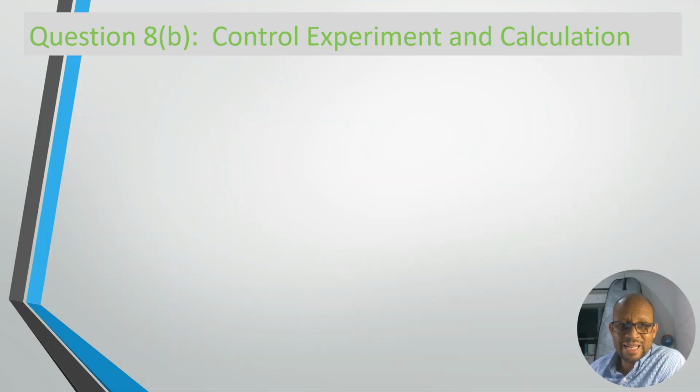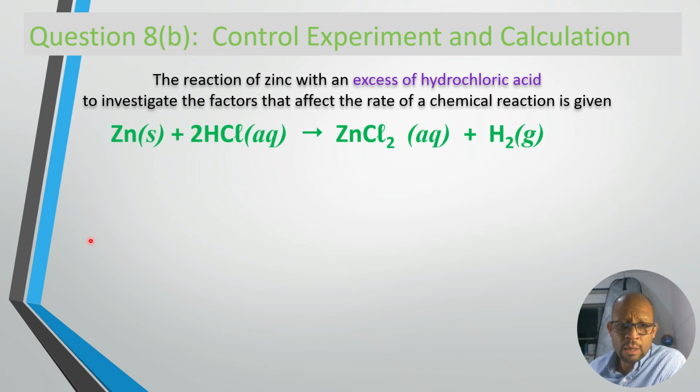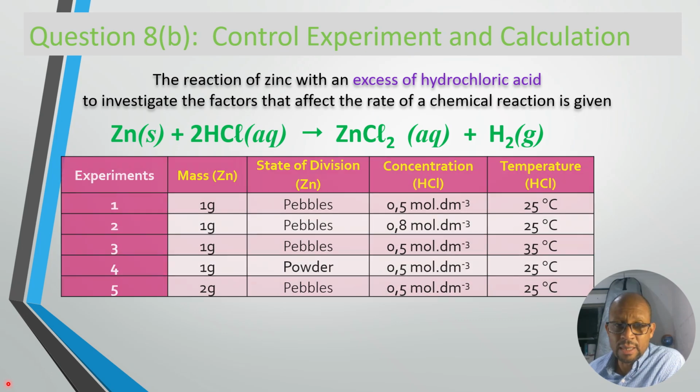Okay, question 8b. We're going to look at what's happening in this particular part of the question. The reaction of zinc with an excess of hydrochloric acid to investigate the factors that affect the rate of a chemical reaction is given below. Do take note that we've done this before. When you have a metal reacting with an acid, it will always produce a salt and hydrogen gas. So that's the reaction of zinc with HCl.